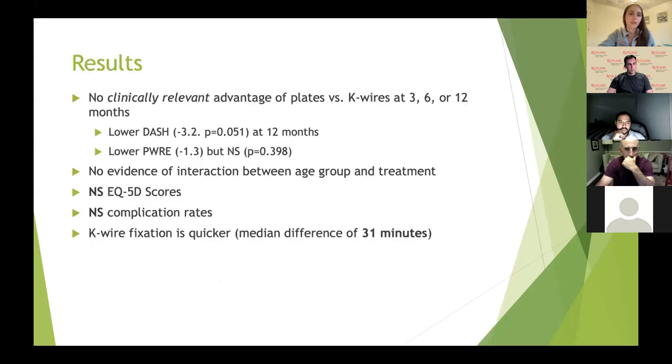So again, no clinically relevant advantage of plates versus K-wires at 3, 6, or 12 months. While there was a lower DASH score at 12 months and a lower patient-reported wrist outcome, it was reported as not significant. There was no evidence of interaction between age group and treatment, even though they did those stratifications. Again, non-significant in complication rates. And they also reported that K-wire fixation is a quicker method. There's a median difference of 31 minutes in the operations.